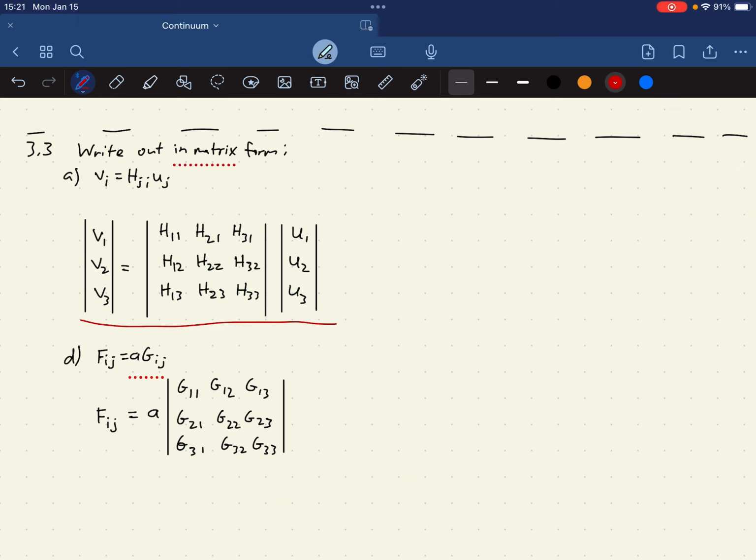Part D, we have F sub ij equals a scalar A times G sub ij. So again, we have indices 1 through 3. We have two indices on F and G. So we can write out F sub ij as A times a 3 by 3 matrix of G with each of our possible index combinations for i and j equal to 1 through 3.